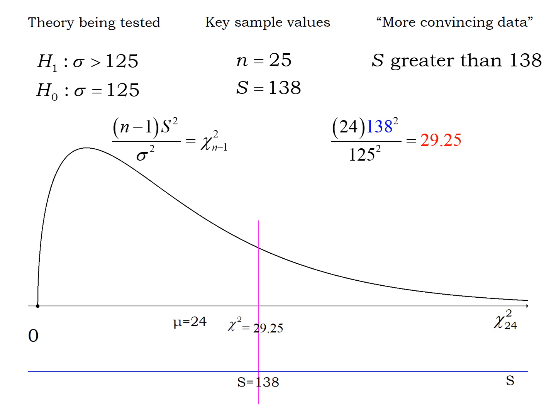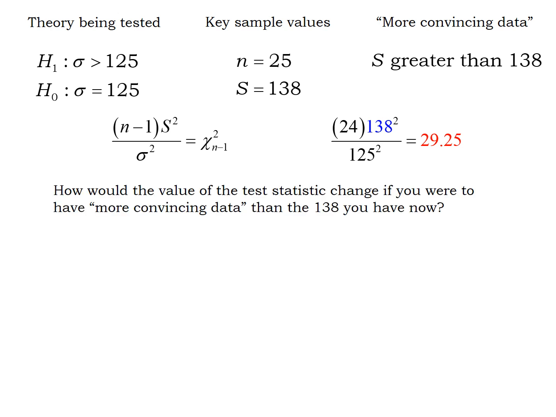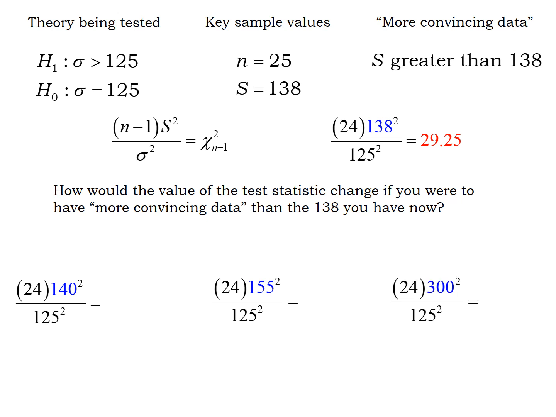Now, the question is, how would that test statistic, currently it's 29.25, that's the equivalent version of the s equals 138, how would that change if we were to get more convincing data? So let's take a look at the numbers. All right, so if we did, say, 140 for S, that's higher than 138. That would be a little more convincing. 155 would even be more convincing that sigma is bigger than 125. And certainly 300 is way over 125. So if our sample standard deviation was that high, that seems to be very convincing.